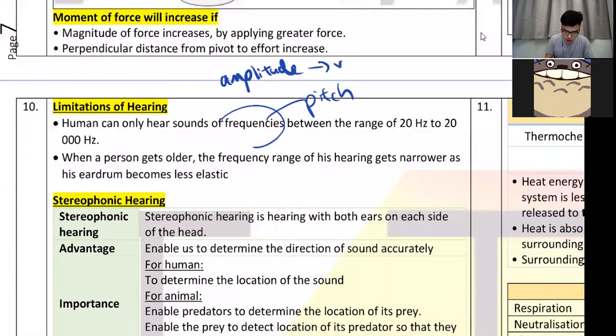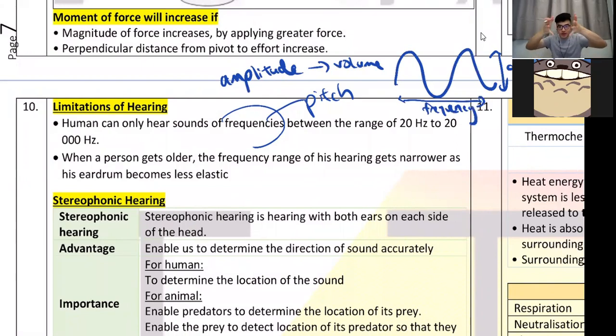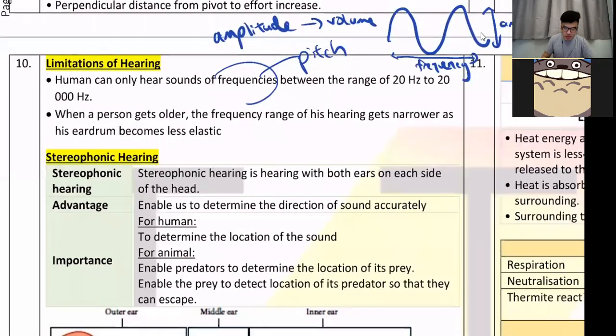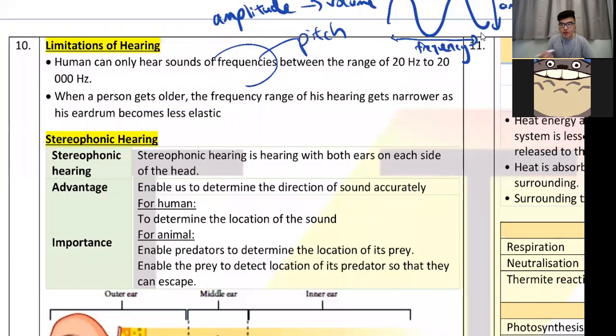Right. So that's frequency, and of course your amplitude determines your volume. High amplitude, loud volume. Small amplitude, low volume. So if this is your wave, this is the amplitude. This is the frequency. The lower the frequency, the further apart your waves are. If the frequency is very high, that means they're very close together. Right? So as you get older, when you are 60, 70 years old, can you still listen to 20,000 hertz? Most likely not.